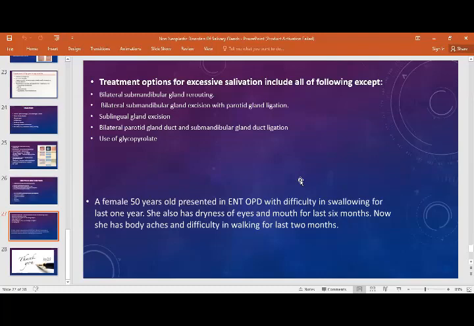And one of the scenario questions, we need to answer what is the diagnosis of this condition. A female, 50 years old, presented in ENT with difficulty in swallowing for the last 1 year. She also has dryness of eyes and mouth for the last 6 months. Now she is presenting again with body aches and difficulty walking for the last 2 months. So you need to tell me what is the diagnosis of this condition. And then, of course, if you know the diagnosis, you will definitely know the treatment options as well as the investigation modalities to diagnose this condition.